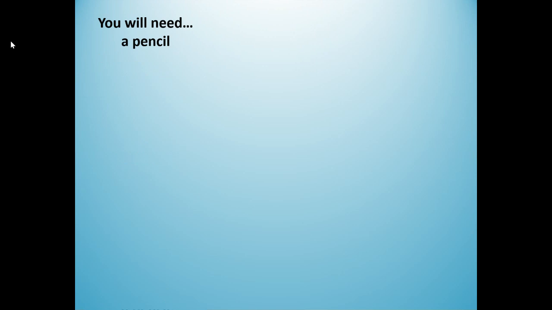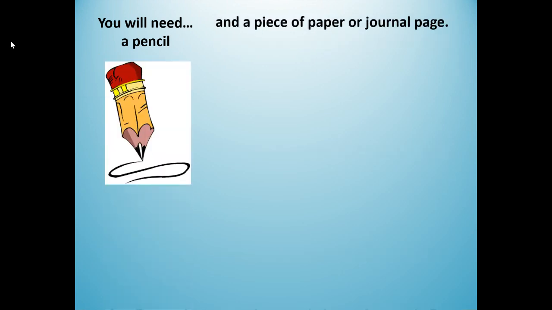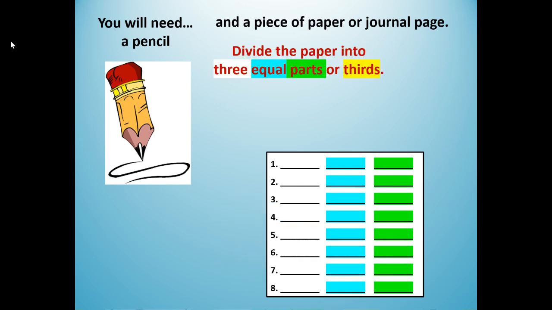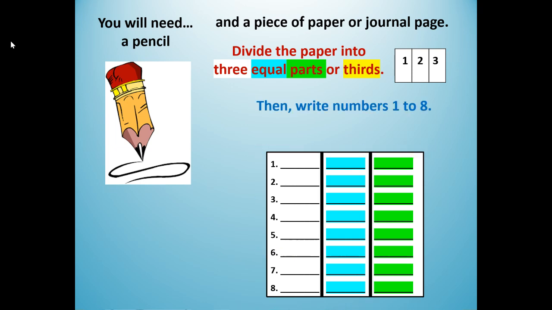So for this lesson, you will need a pencil and a piece of paper or journal page. And you're going to divide the paper into 3 equal parts or thirds, 1, 2, 3. And then you're going to write numbers 1 to 8. So if you don't have your materials with you, push pause, get your pencil and paper, and write your numbers 1 to 8. And when you're finished, push play.